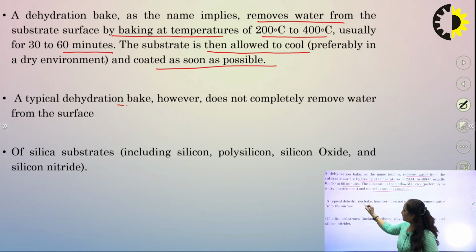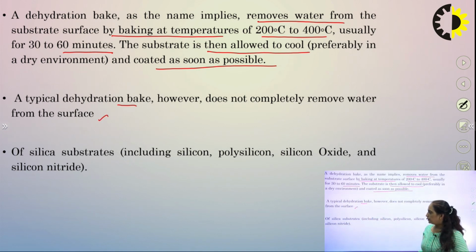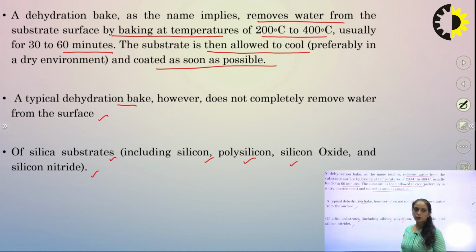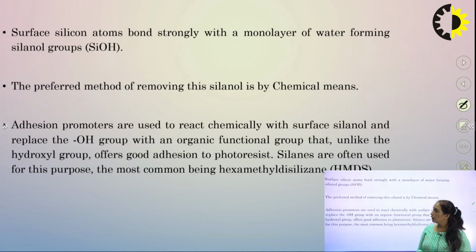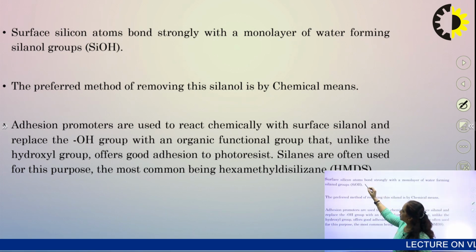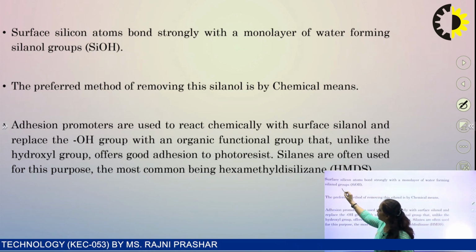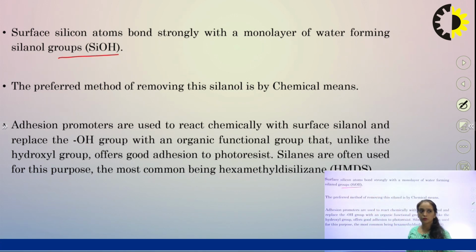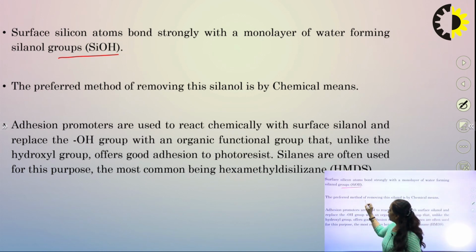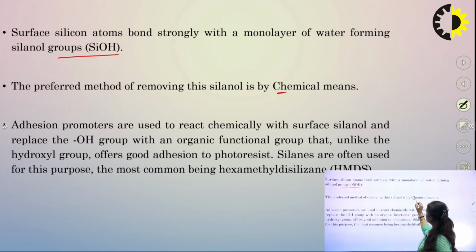The typical dehydration bake, however, does not completely remove the water from the surface of a silica substrate, which includes silicon, polysilicon, silicon dioxide and silicon nitride. They can also be formed with the help of this lithography process. Next, the surface silicon atoms bond strongly with a monolayer of water molecules and form the silanol group. So that should be removed. The preferred method of removing this silanol group is by a chemical method.